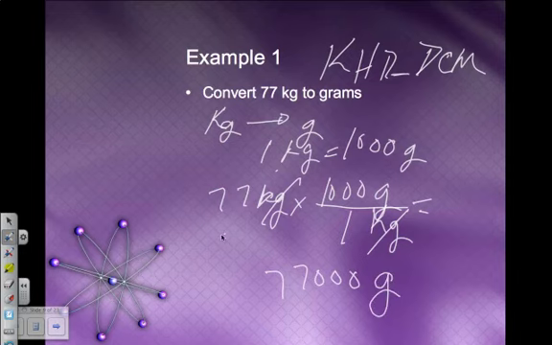Let me just check my sig figs here. I've got 2 sig figs in my measurement, 2 sig figs in my answer. I don't need to round. Okay, let's do another one.